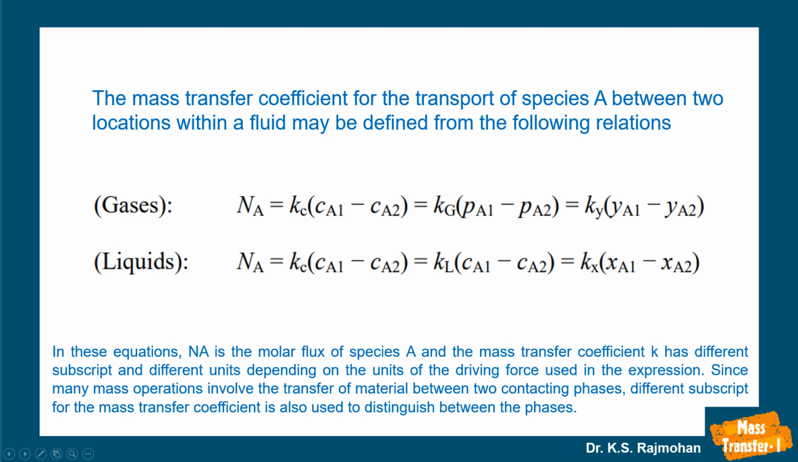If you consider unimolecular diffusion, that is A is diffusing through B, we can write the relationship between all the mass transfer coefficients. The flux equation can be written as NA equal to Kc into CA1 minus CA2, which is equal to Kg into PA1 minus PA2, which is equal to Ky into YA1 minus YA2. And we have seen the relationship between different mass transfer coefficients in the previous lectures.